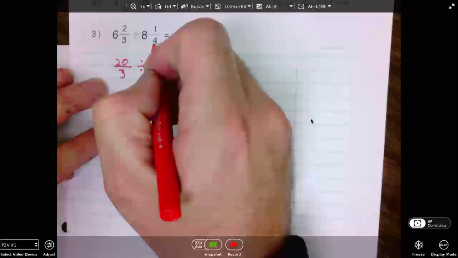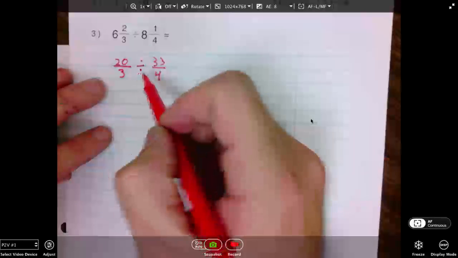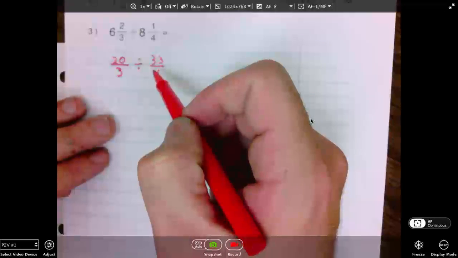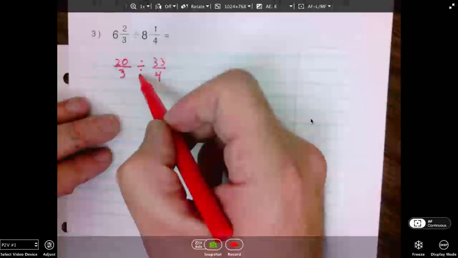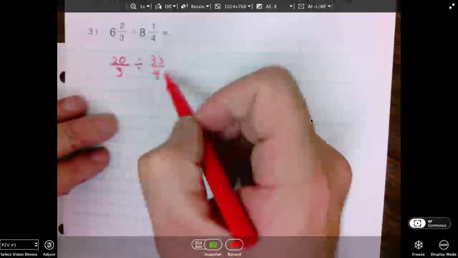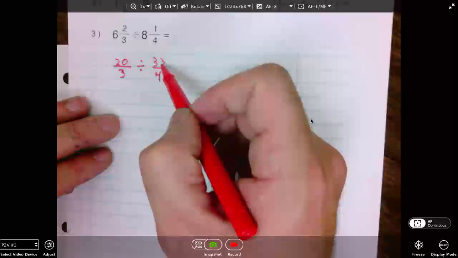Number 3 says 6 2/3 divided by 8 1/4. Well, again, I will change both of these into improper fractions. 6 times 3 is 18 plus 2 is 20. Divided by 8 times 4 is 32 plus 1 is 33. Okay, we are dividing and we have fractions. When we're dividing fractions, we will remember that we keep the first fraction the same, change the divide to a multiply, and flip over the second fraction. That is, we will multiply by the reciprocal.